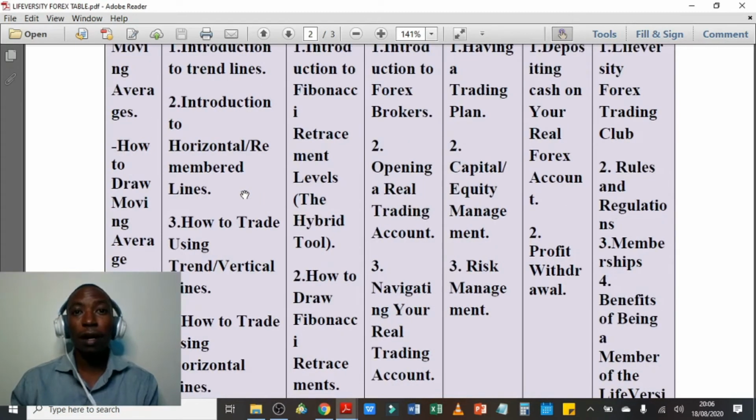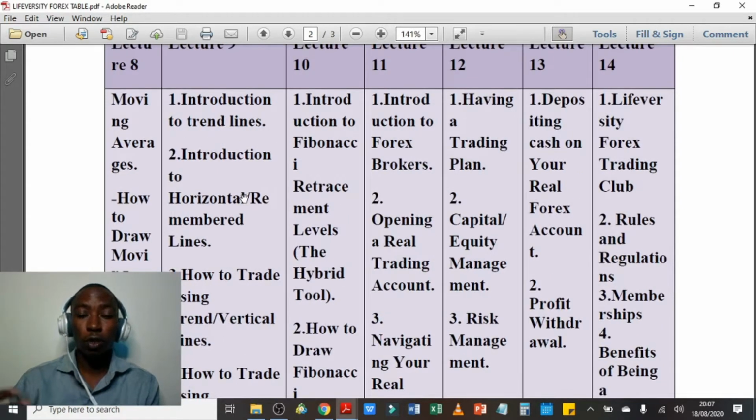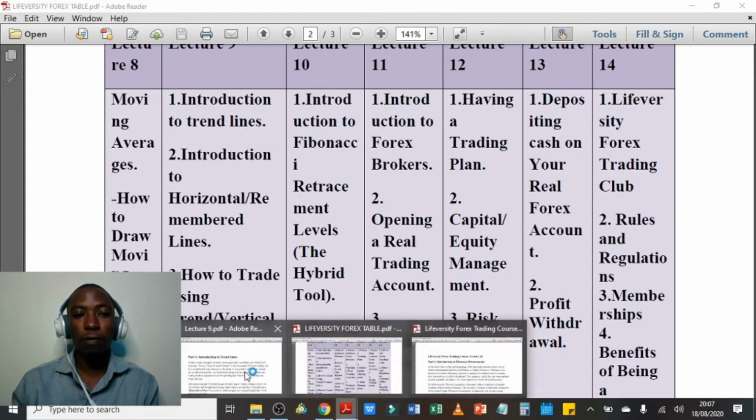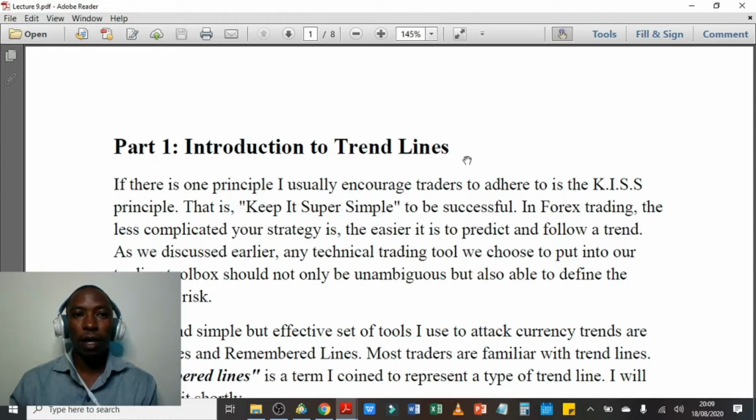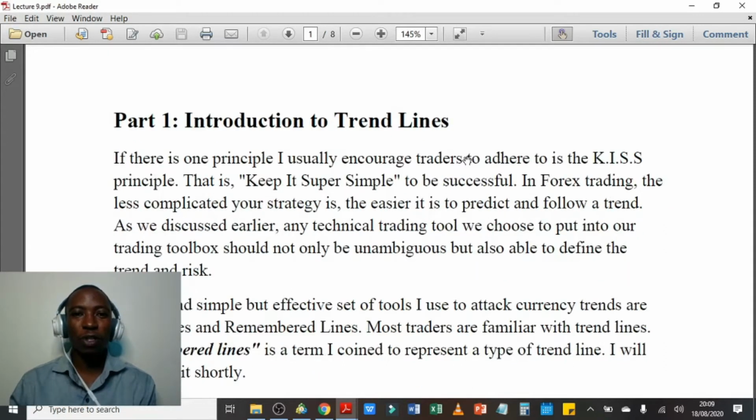The trend lines are a very important technical trading tool, and in this lecture I'm just going to introduce you to how to trade using trend lines to ensure that you succeed in your foreign currency trading journey. And without consuming much time, let's just head over to lecture 9. As you can see, part 1, introduction to trend lines.